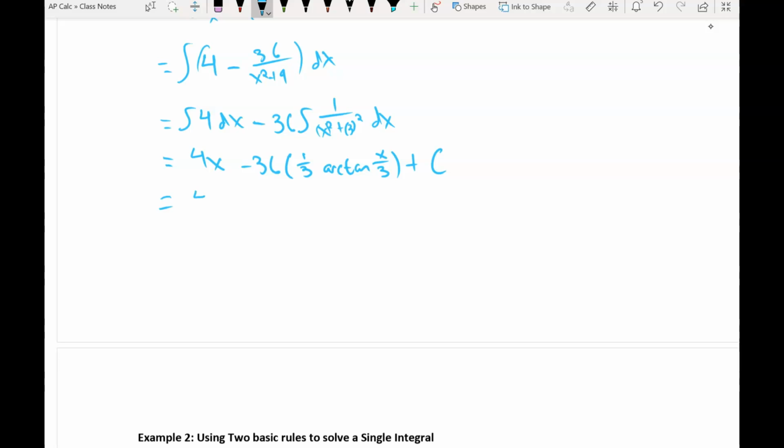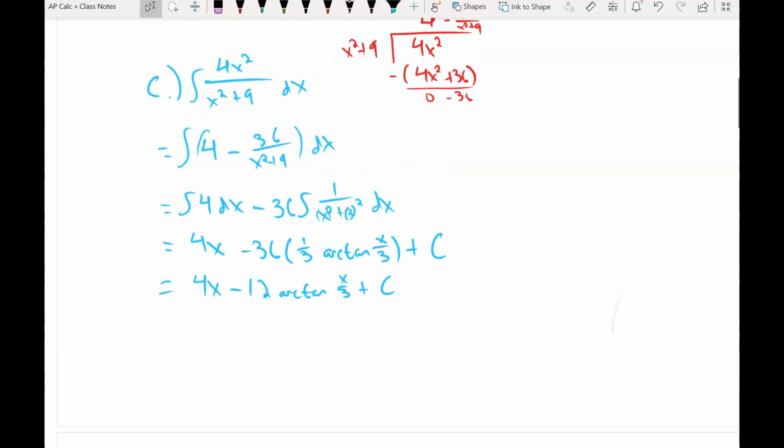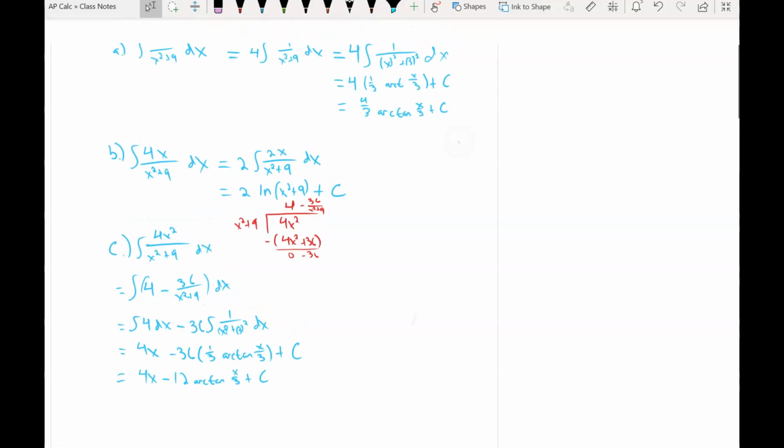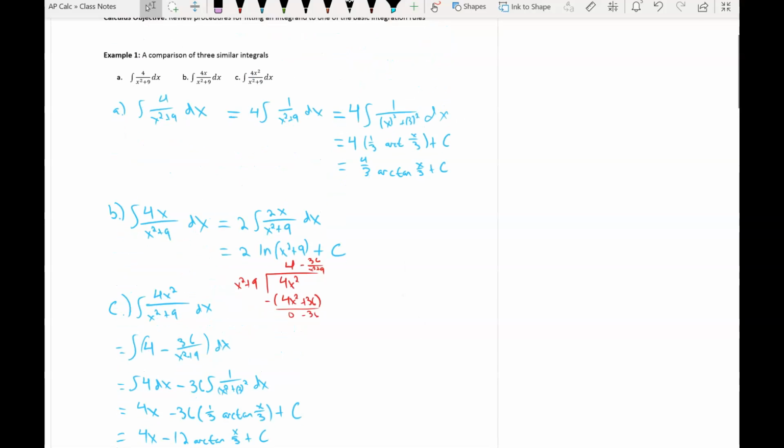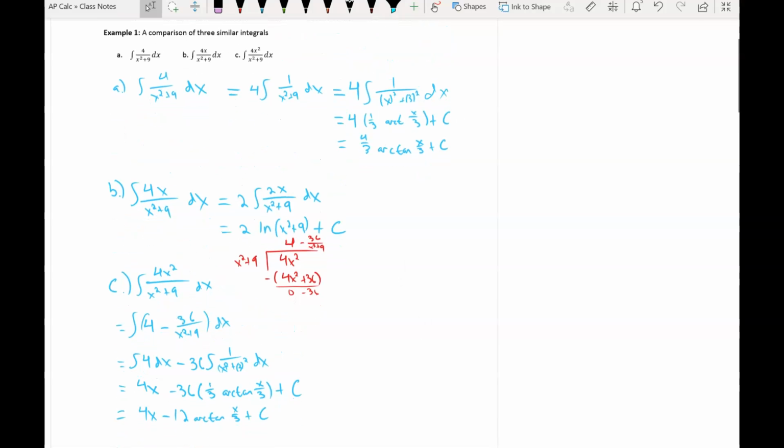Simplify this down just a little bit. This is 4x. Minus 36 times 1/3 is the same as 36 over 3, which is 12. So minus 12 arctangent of x over 3 plus c. So just a crash course there, kind of went a little quick, of just a review of some techniques we've done so far.